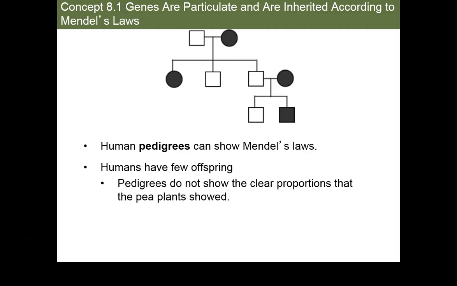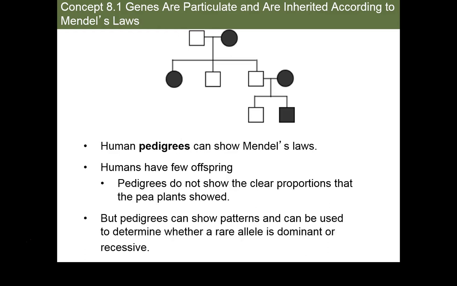So enough about pea plants. Let's talk about inheritance of traits in humans. Human pedigrees can show Mendel's laws. However, unlike pea plants, humans have few offspring, so human pedigrees do not show the clear proportions that pea plants show. Pedigrees can show patterns and be used to determine if an allele is dominant or recessive.